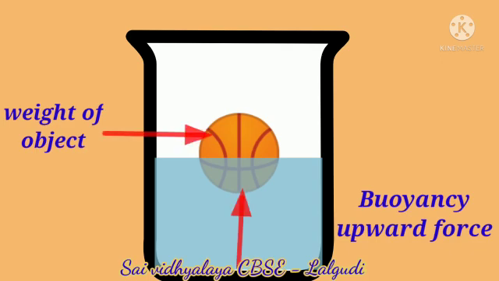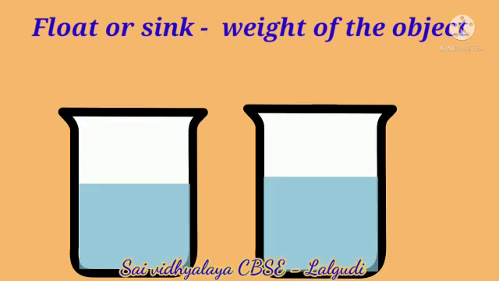Whenever an object falls in the water, it occupies some space in the water and that much water is pushed out from its place, which comes up and raises the level of water. The water which is pushed out from its place is called displaced water. The main factor is the weight of displaced water. This main factor is responsible for the floating or sinking of an object. Float or sink depends upon the weight of the object.